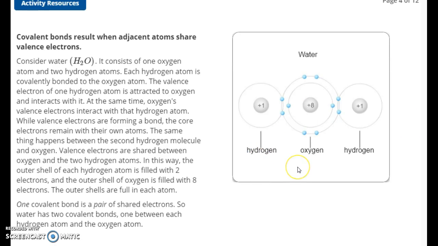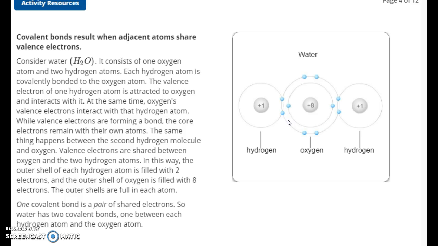So a good example is water. Consider water, H2O. Covalent bonds result when adjacent atoms share valence electrons. Adjacent means next to. This is definitely a word that pops up a lot on tests. So adjacent means next to. Water consists of one oxygen atom and two hydrogen atoms. Each hydrogen atom is covalently bonded to the oxygen atom. The valence electron of one hydrogen atom is attracted to oxygen and interacts with it. At the same time, oxygen's valence electrons interact with that hydrogen atom.